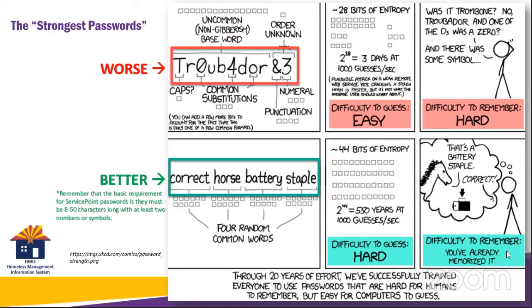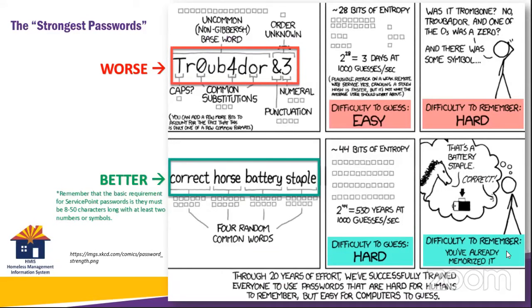The one on the top, as a reminder, is harder to remember, as I'm sure you all have trouble with, as do I. The one on the bottom, you might have already memorized because it's common words. And so the comic concludes at the bottom: through 20 years of effort, we've successfully trained everyone to use passwords that are hard for us to remember, but easy for computers to guess.